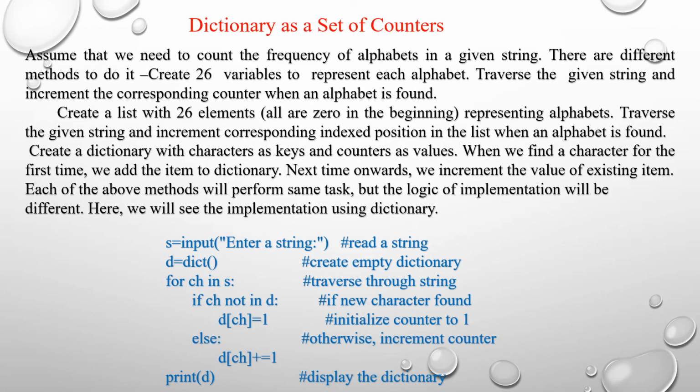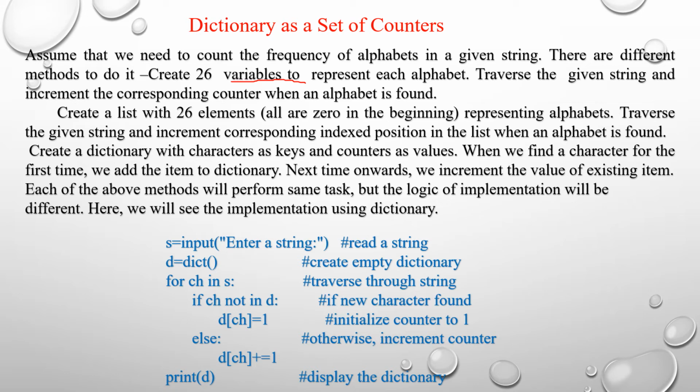Now we will look into dictionary as a set of counters. Assume that we need to count the frequency of the alphabets in a given string. There are different methods to do it. Create 26 variables to represent each alphabet, or traverse the given string and increment the corresponding counter when the alphabet is found. So creating 26 variables is one method, and traversing the given string and incrementing the corresponding counter when the alphabet is found is another method.